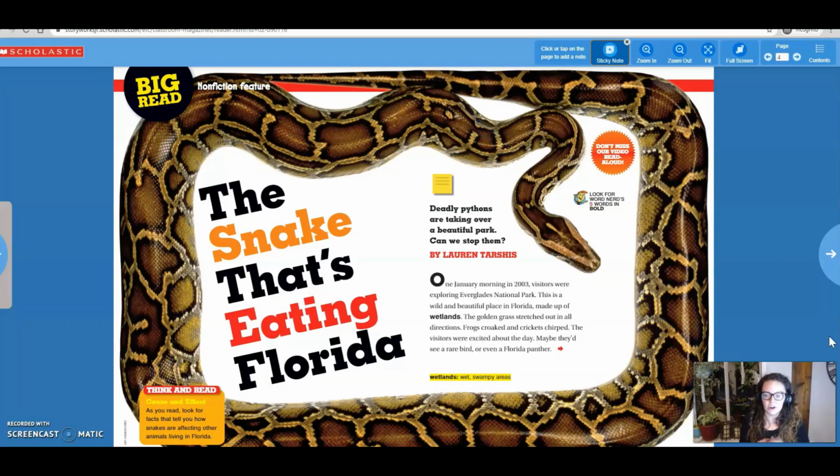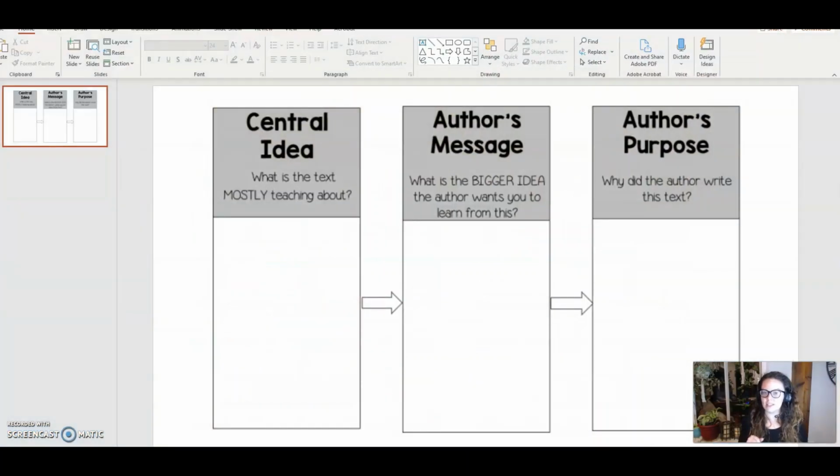So there are 3 guiding questions that I want us to focus on this week while we're reading. The first one is the central idea. And that guiding question is, what is this text mostly teaching about? That's the first thing I want us to be thinking about, because that kind of forms the foundation of our thinking. Then, once we have a good idea of the central idea, we can move on to author's message and author's purpose. So those guiding questions are, what is the bigger idea that the author wants you to learn from this? Because they tell us this in the text, but they want us to think bigger.